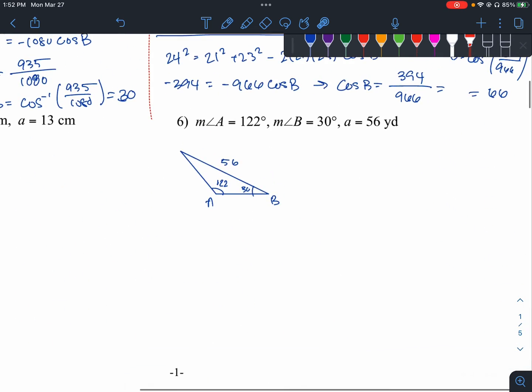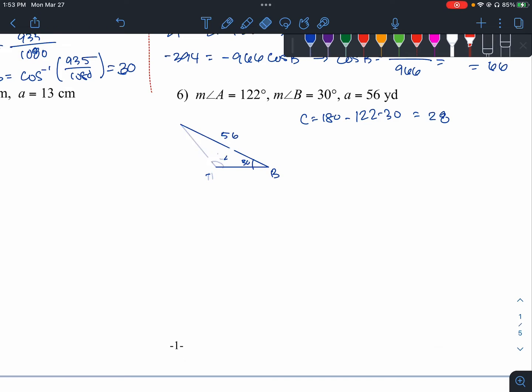All right, so this one shouldn't be too bad. To find angle C, you're going to do 180 subtract 122 subtract 30, and you get 28. Okay, and then you can just set up a law of sines. You know both angle A and side A, but you need to find the other sides. So 56 divided by sine of 122 is going to be equal to C divided by sine of 28.